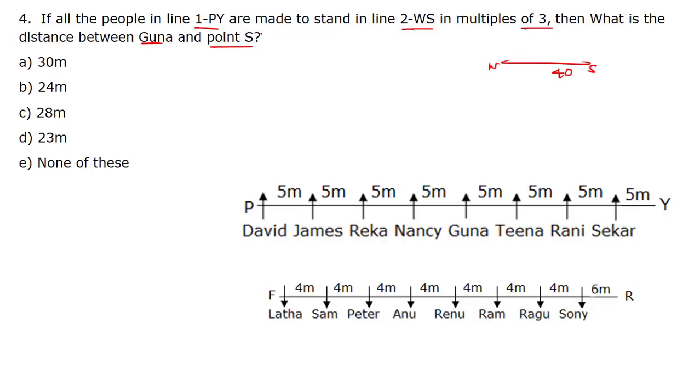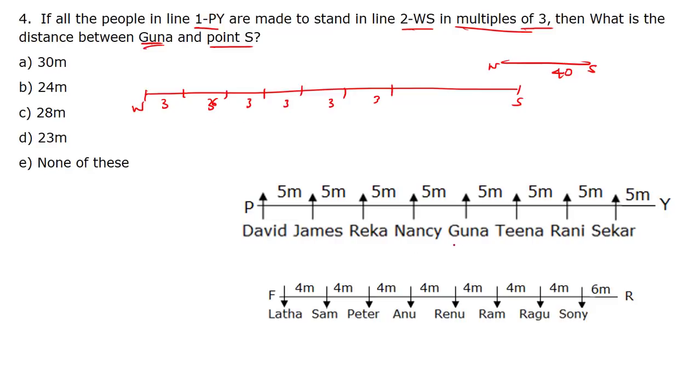So see here friends, the people are made to stand in W and S. This is point W, this is point S. We are making people stand in multiples of 3. So this is 3, this is another 3, and 3 and it goes on. Now we need to find out the distance between Guna and point S.